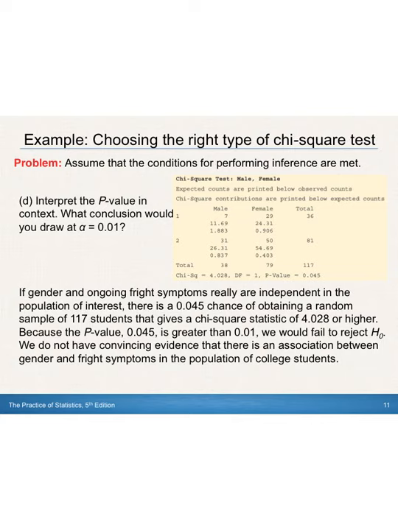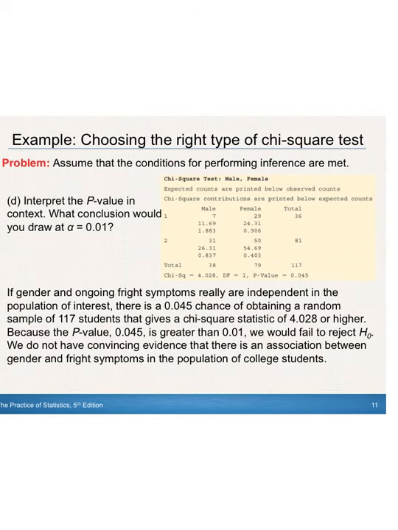Now, we have to go back and find out that the people decided that they wanted to have an alpha of 0.01. So that means we failed to reject. So gender and ongoing fright symptoms really are independent in the population of interest. There is a 0.045 chance of obtaining a random sample of 117 students that gives a chi-square statistic of 4.028 or higher.